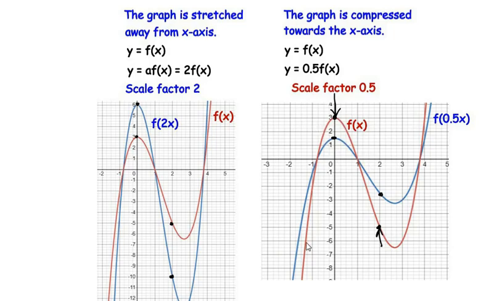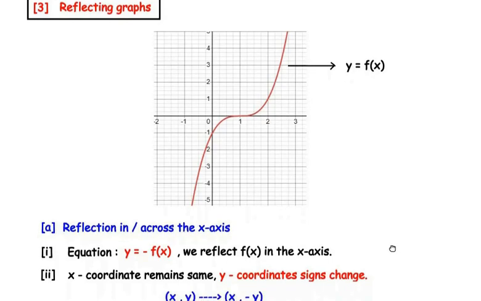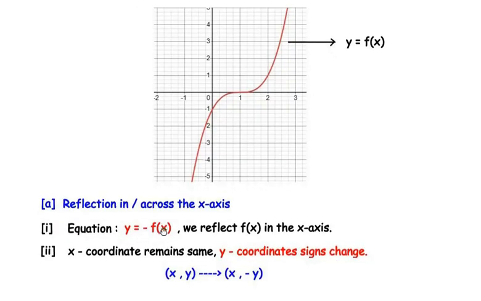Now once we have understood this, let us move on to the third type of transformation, that is reflections. Under the reflecting graphs, we have two types as well, that is reflection in or across the x-axis or reflection in or across the y-axis. Here we have considered a parent function y is equal to f of x. Let us try to apply the reflection across the x-axis first. The general equation is y is equal to negative f of x.